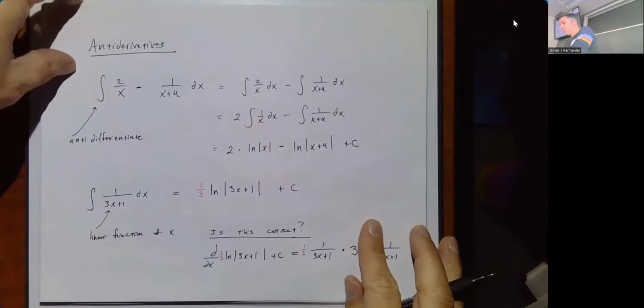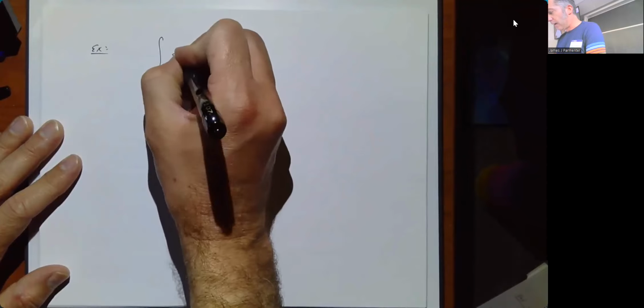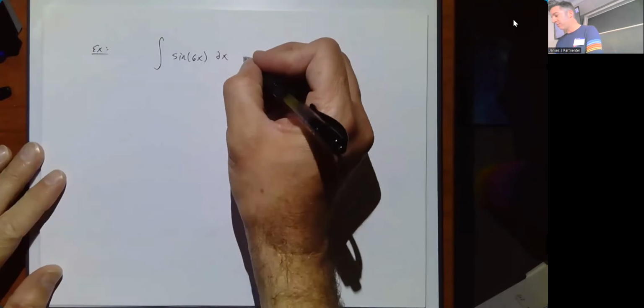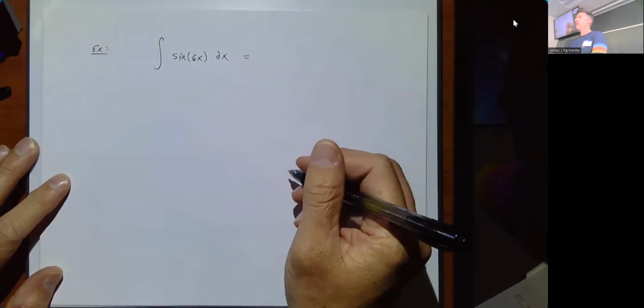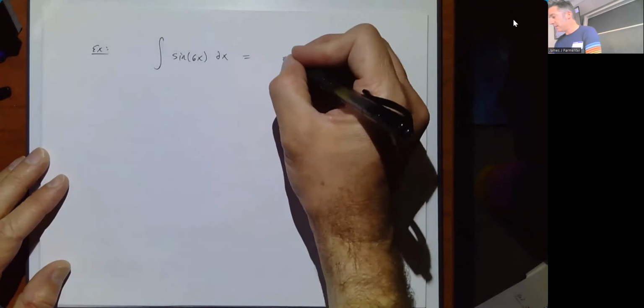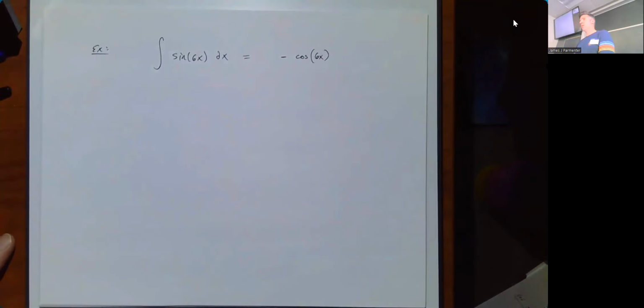So for example, if someone said, what's the antiderivative of sine of 6x? I know that if I took the derivative of that, I would get cosine of 6x times the derivative of 6x, which is 6. So when I take the antiderivative, well, the antiderivative of sine is negative cosine. I should be more explicit though. The antiderivative of sine of some stuff is negative cosine of the stuff. But what do I need to divide this by so that it ends up working out correctly?